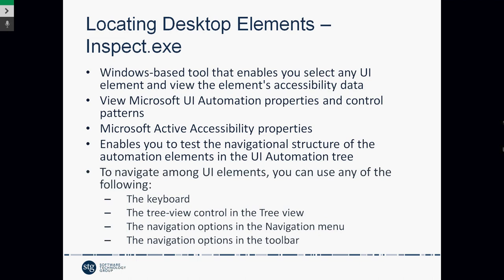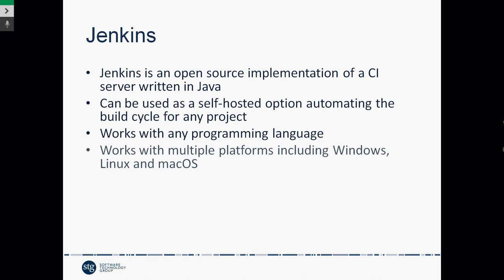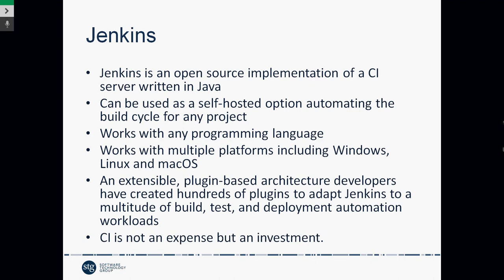Let's talk about Jenkins. Jenkins is an open source implementation of a continuous integration server written in Java. You can self-host it, or you can have somebody else host it for you. It works with any language and multiple platforms, and it's extensible. There are tons and tons of plugins.